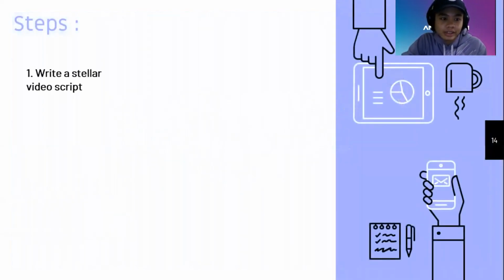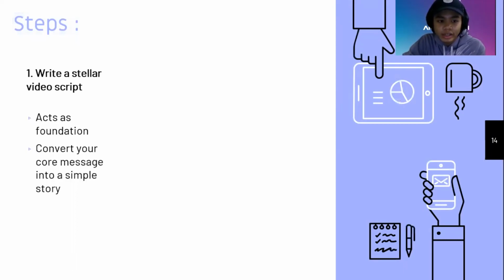The first one is to write a stellar video script. So what is it actually? The stellar video script acts as the foundation of our creation in animation, and it will simply convert your core message into a simple story. So this is the process that we need to consider if we want to make an animation video.